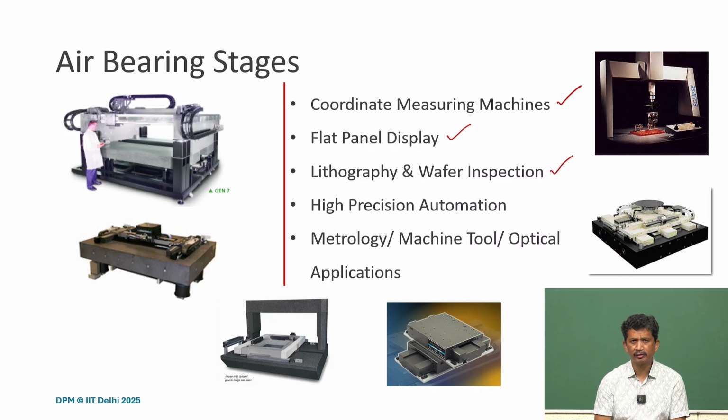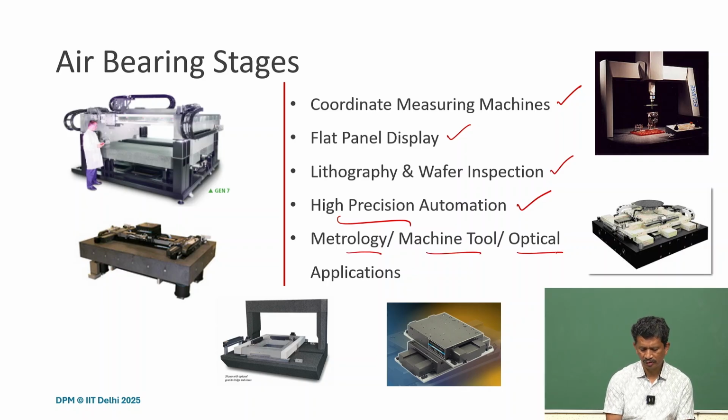Of course, the semiconductor industry, the lithography, wafer inspection, these kinds of systems required for manufacturing chips. It is needed for automation, robotics, and automation applications. Of course, we are now looking for very high precision applications, and we don't want to compromise on the yield. Therefore, we can see these air bearing stages these days. Metrology, machine tools, any kind of optical applications, it's everywhere.